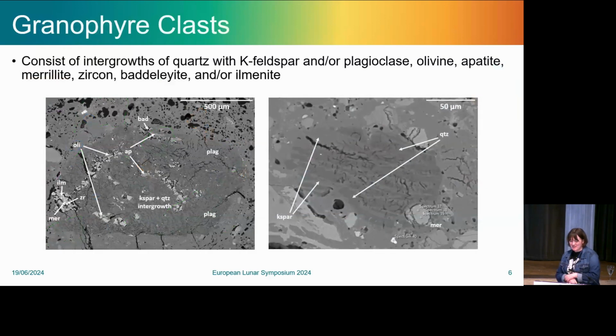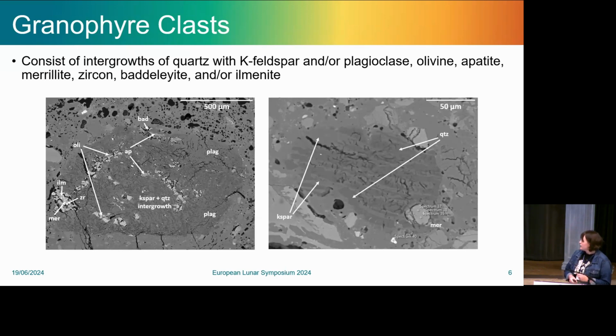To start off with, I'm starting off with the granophyre clasts because I think they're quite interesting. They're a bit rare in the Apollo collection. We don't really see them too often, but their presence here is quite fascinating because they're quite the evolved lithology. So we get these granophyre clasts in the sample, and they're really characterized by these intergrowths of quartz with K feldspar and/or plagioclase.